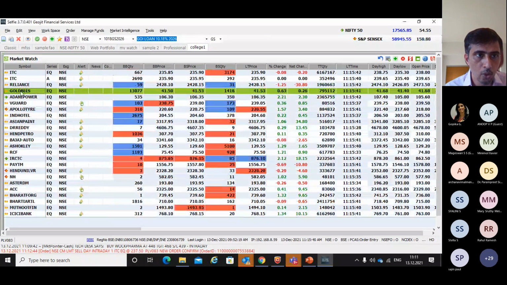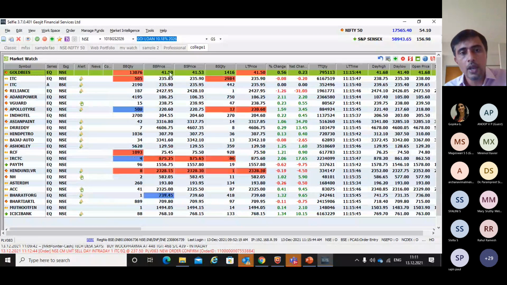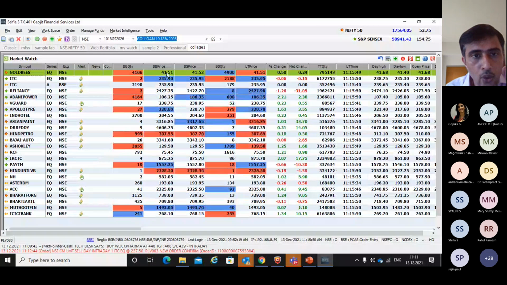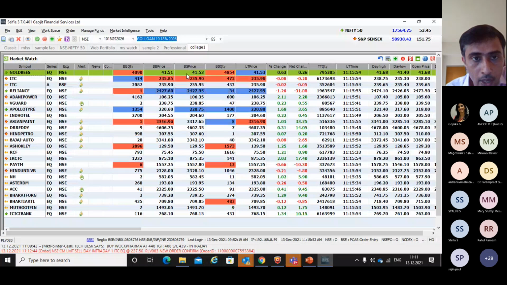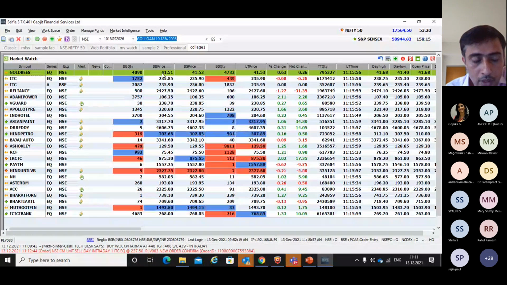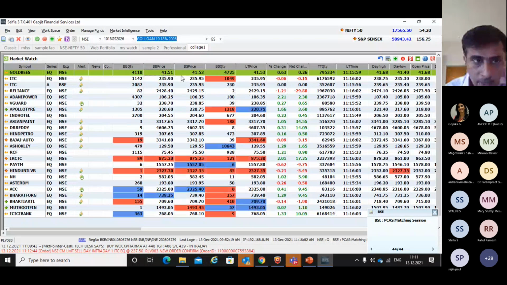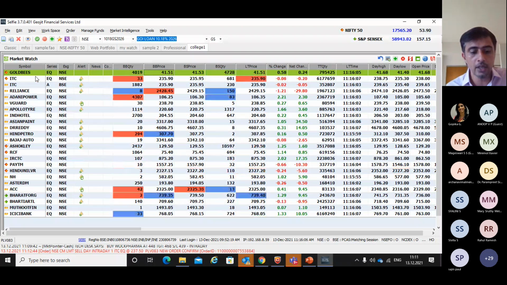We have an asset called Gold BeES. Gold BeES is an ETF which is represented by 1/100th value of 1 gram of gold. So if you multiply by 100, you get 1 gram of gold. So if you are an investor who would like to invest in gold, you can start investing in this particular ETF. So this is one such ETF.